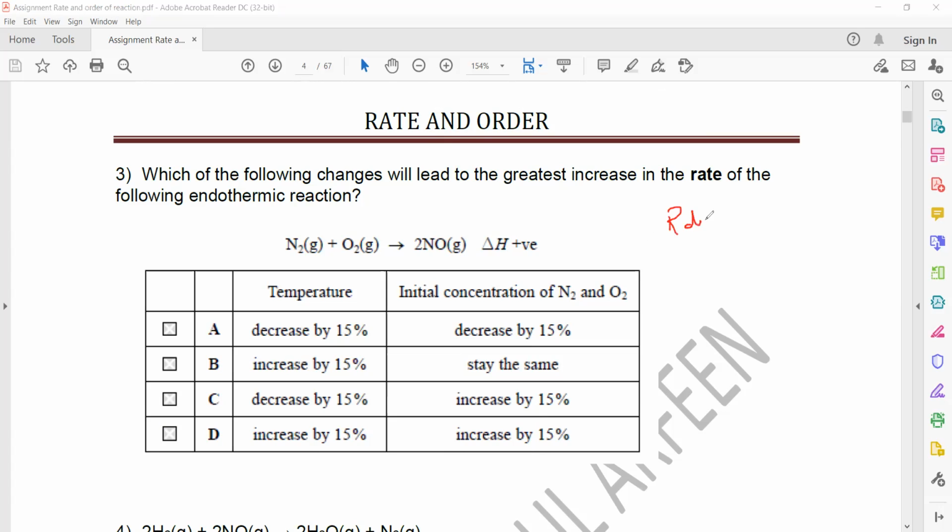Rate of the reaction is proportional to temperature, and rate of the reaction, D. Yeah, that's right. Rate of the reaction is directly proportional to concentration. So if you increase the amount of the reactant, the rate will increase. And if you increase the temperature, the rate will also increase. Whether the reaction is exothermic or endothermic, the rate is directly proportional to temperature.